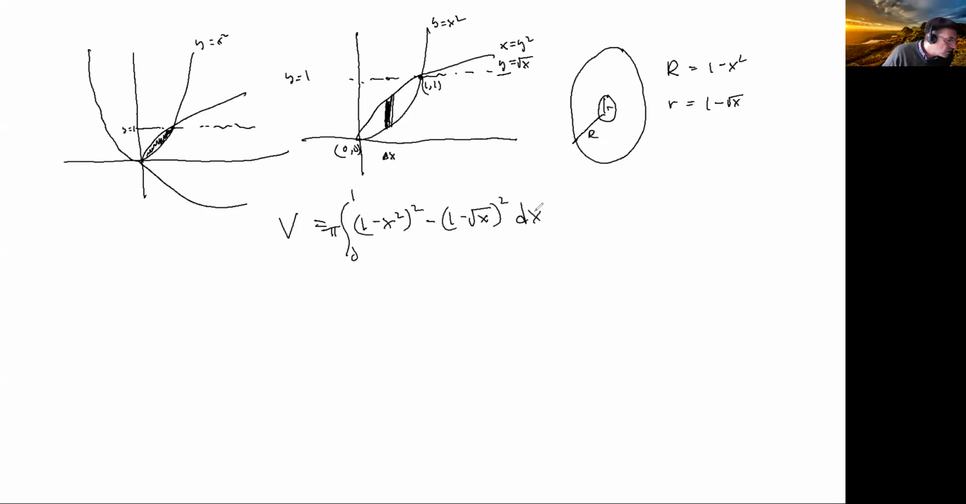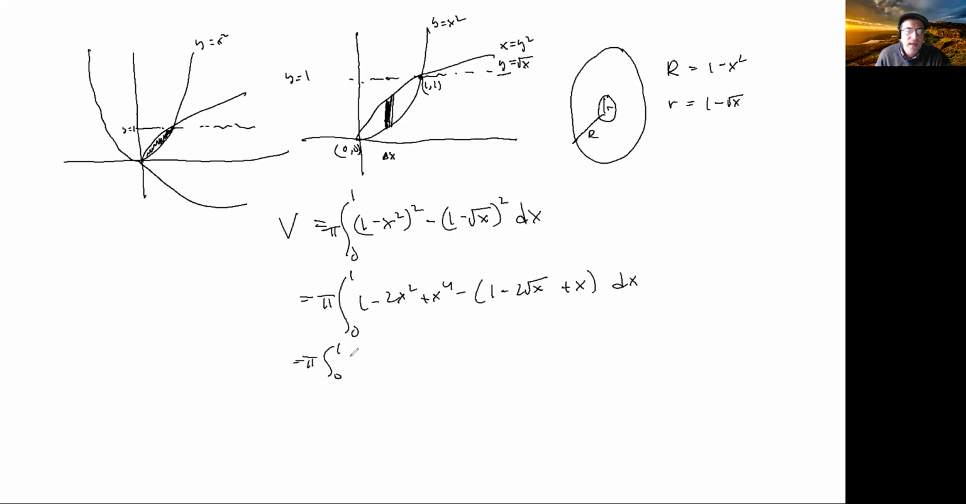I do feel like I've done this problem already. Okay, so what do you get? We integrate by first expanding: 1 minus 2x squared plus x to the 4th, minus 1 minus twice square root of x plus x, dx. And we can simplify it even further. The ones cancel. So we're going to get x to the 4th minus 2x squared minus x plus twice the square root of x dx. I did this in descending powers of x.